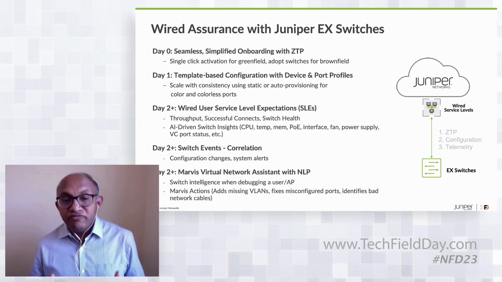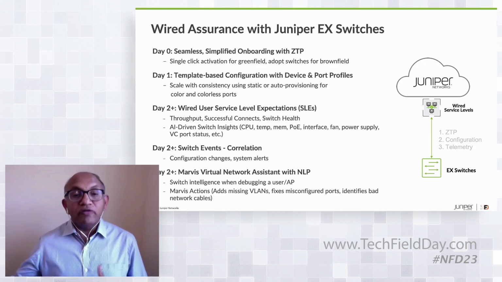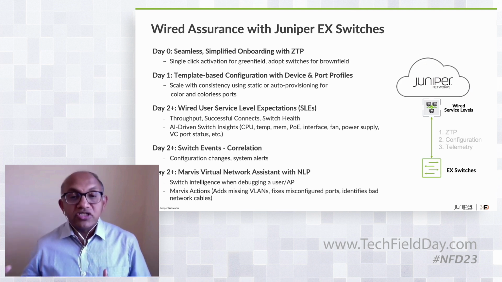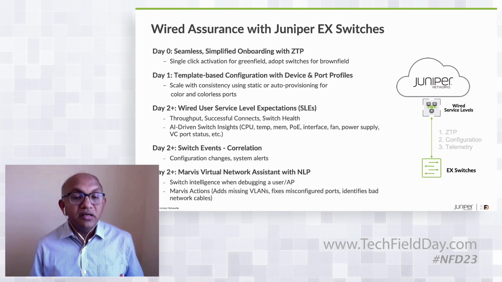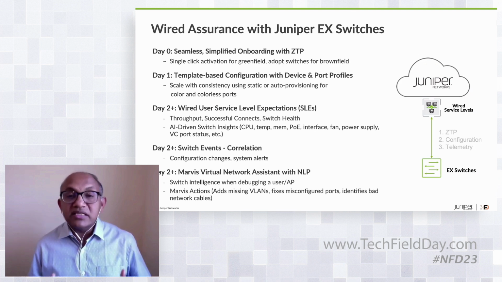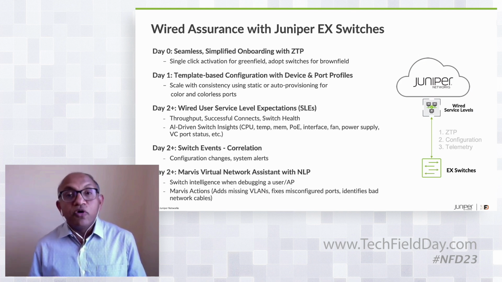And my favorite is the switch events and correlation. This is where you can go in and see exactly what is happening on the cloud pushing those configurations to your switches. What is happening on the Junos level, all the commands that we are pushing, all of that comes under the switch events, as well as the system alerts. And finally, we have the Marvis Virtual Network Assistant also for wired. And Abhi will go through that in detail.